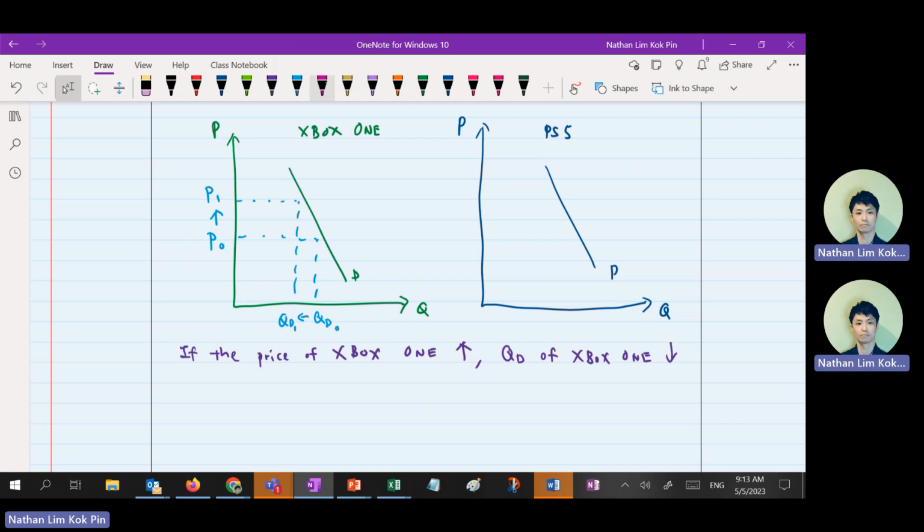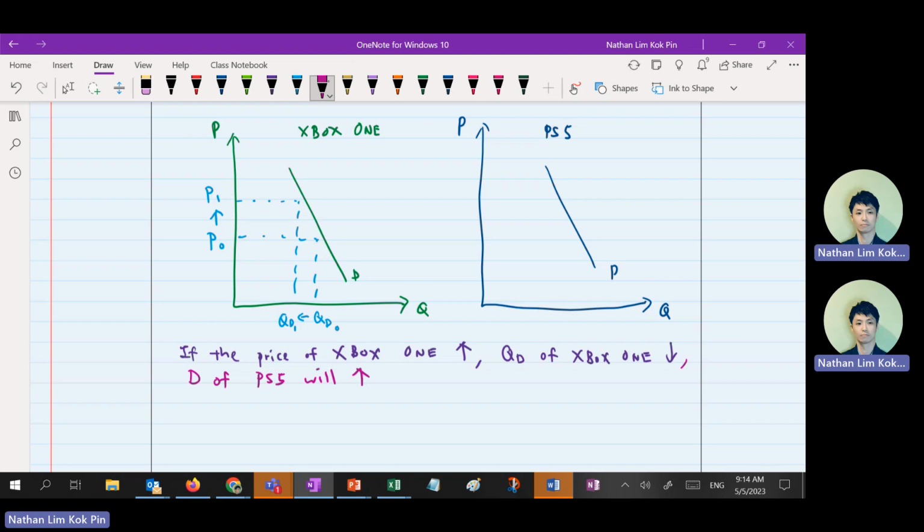So if the price of Xbox One increases, the quantity demanded of Xbox One decreases, and the demand of PS5 will increase. Why increase? Let's see. During the next festival, there's no festival recently. All over already.